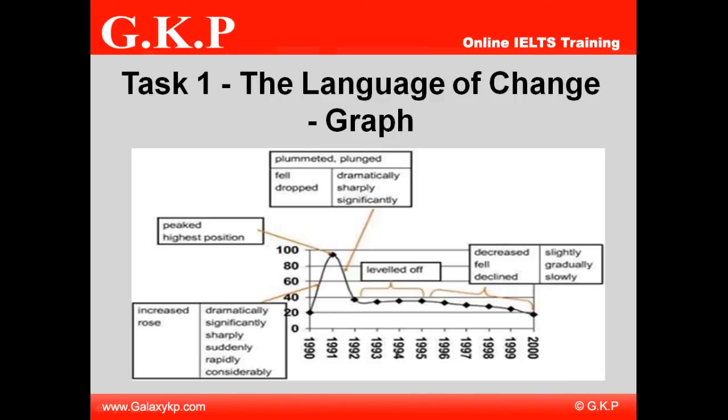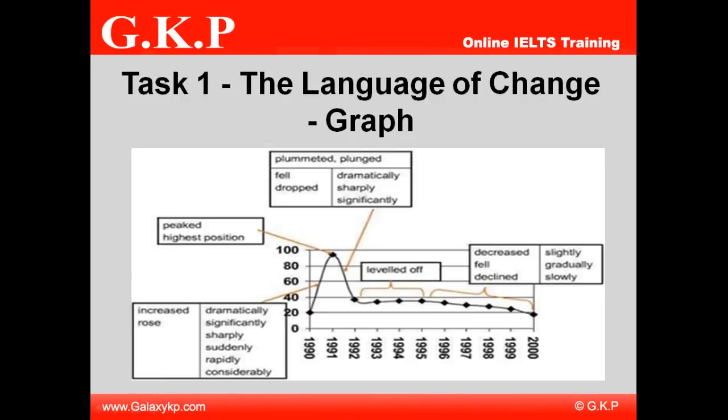Okay, now here's some of the language you can use in a graph. If you look at the one to the left, we've got peaked, and this is often the highest position. We can say something like, well, the sales of cars in Japan peaked in 1991, as an example. Other words that mean drop: fell down, plummeted, plunged. This means to fall down dramatically, okay? Dropped sharply, dropped significantly. All these are connected to a loss of sales or a loss of interest or the reduction of the company employees or something like this.